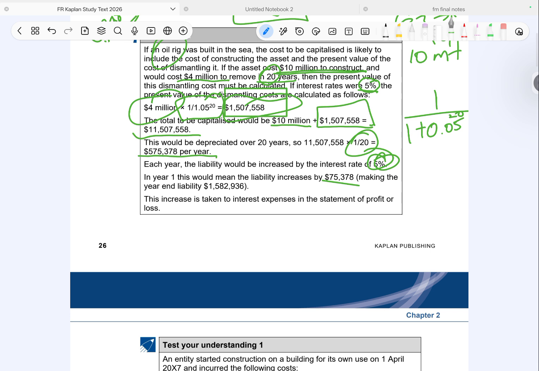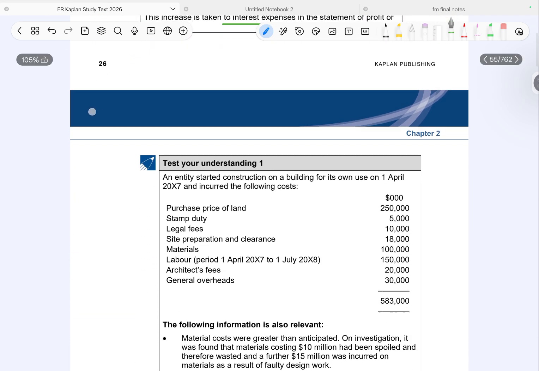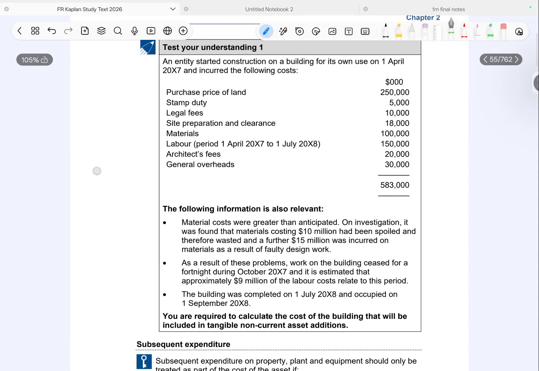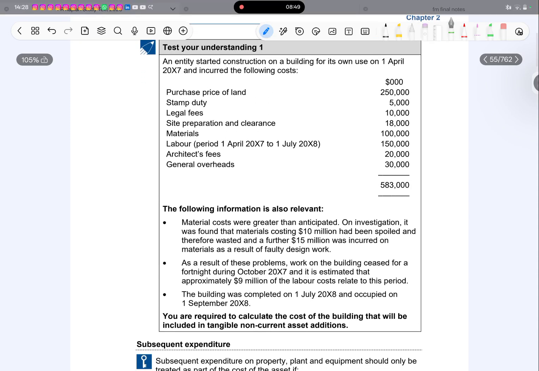And yeah, this increase is taken to interest expenses. Okay, as it is an interest, we'll take it to interest expenses in the profit or loss statement. Let's solve this test of understanding.